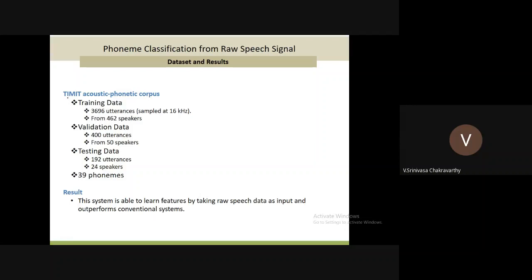So the dataset used is something called the TIMIT acoustic phonetic corpus. It's a standard speech corpus for phoneme data. Training data had about 3,600 utterances, and the sampling rate is 16 kilohertz. Data is taken from 462 speakers. The validation data, test data, is described here. The total 39 phonemes are, so that is 39 classes.